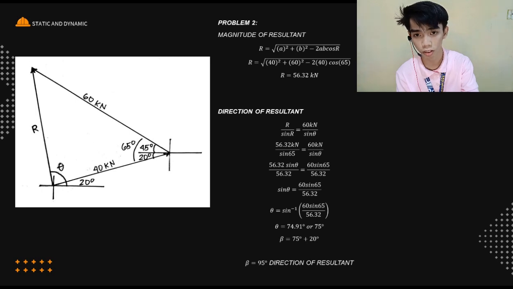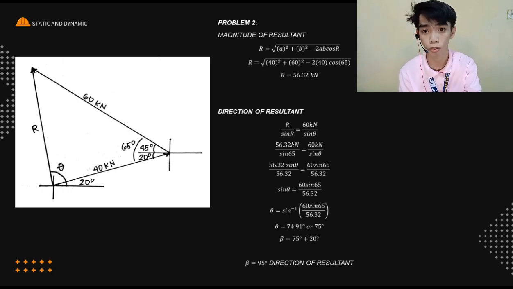Sa pag-solve ng magnitude ng resultant, use cosine law, which is R squared is equal to A squared plus B squared minus 2AB cosine R. Sub nyo na lang yung mga value. Ang makuha nating R is 56.32 kN.